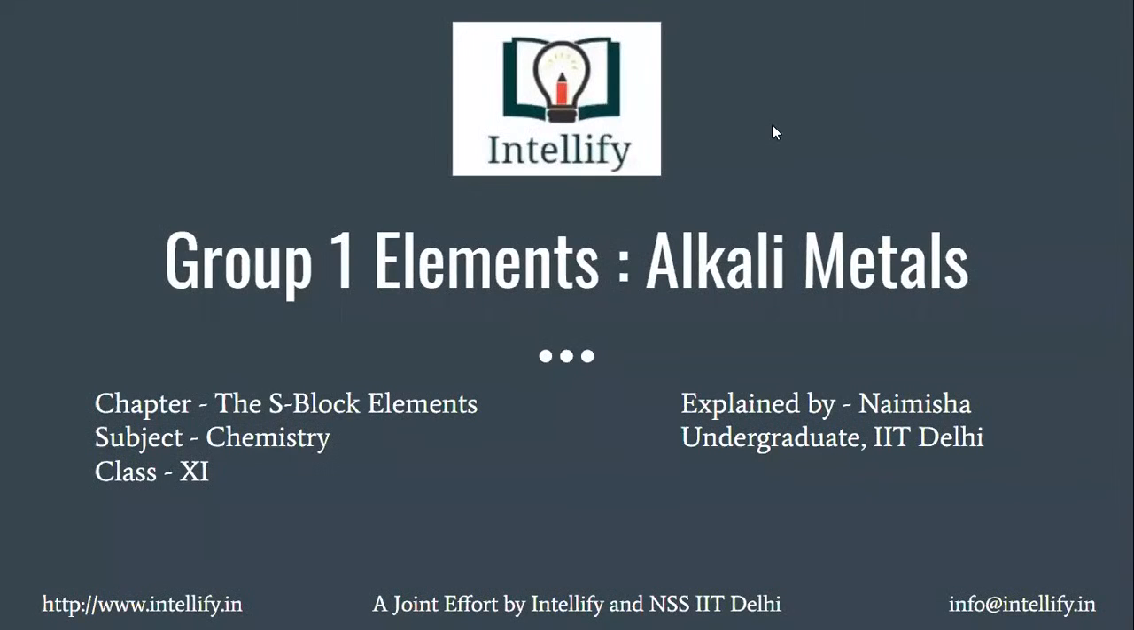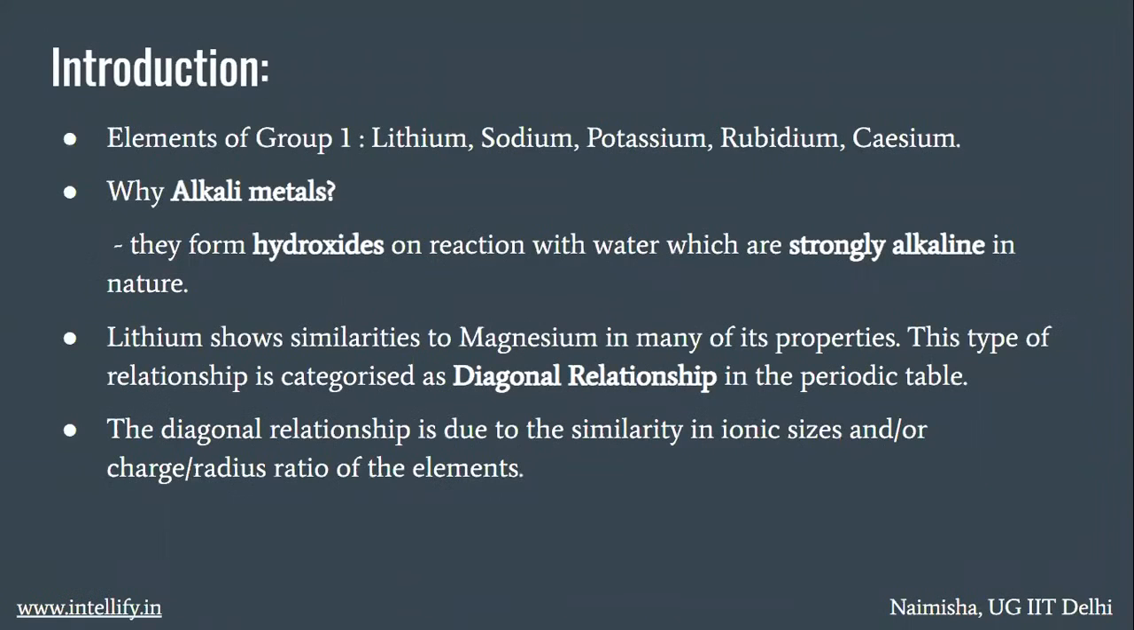Hello all. In this video, we are going to discuss Group 1 elements, alkali metals, chapter s-block elements, subject chemistry, class 11. Elements of Group 1 are lithium, sodium, potassium, rubidium, cesium. These are known as alkali metals because they form hydroxides on reaction with water which are strongly alkaline in nature.